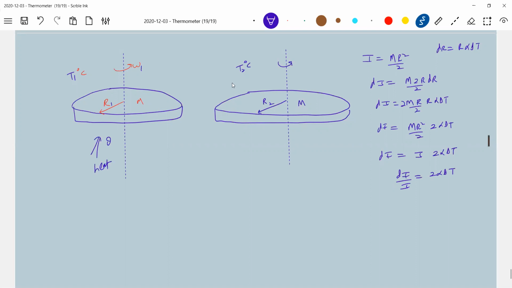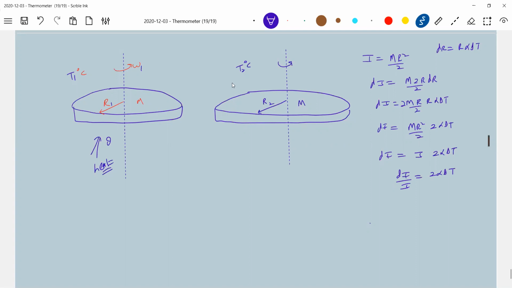When a body absorbs heat, what actually happens here? It will absorb heat and due to that, the temperature will increase. So first of all, what do you mean by temperature? Shall I say the random motion of atoms about their mean position? That's what temperature is, no? So as you increase the temperature, the random motion or vibration of atoms about the mean position will increase.